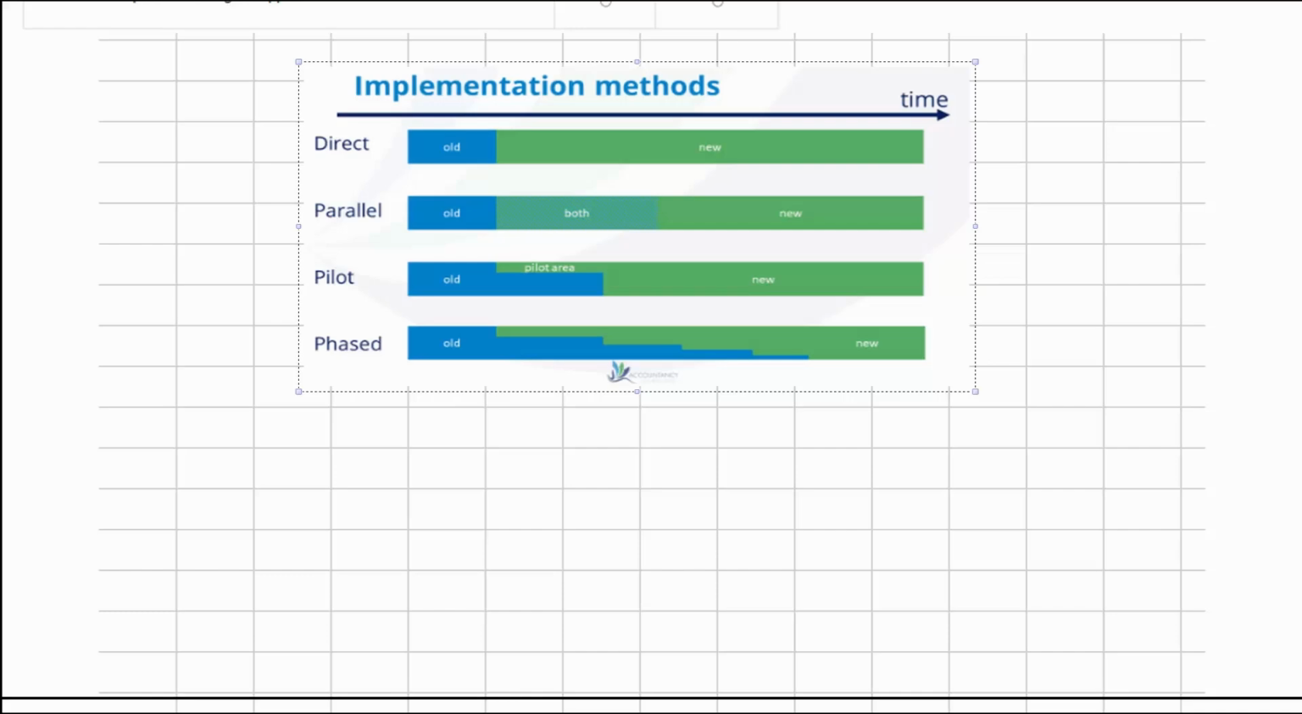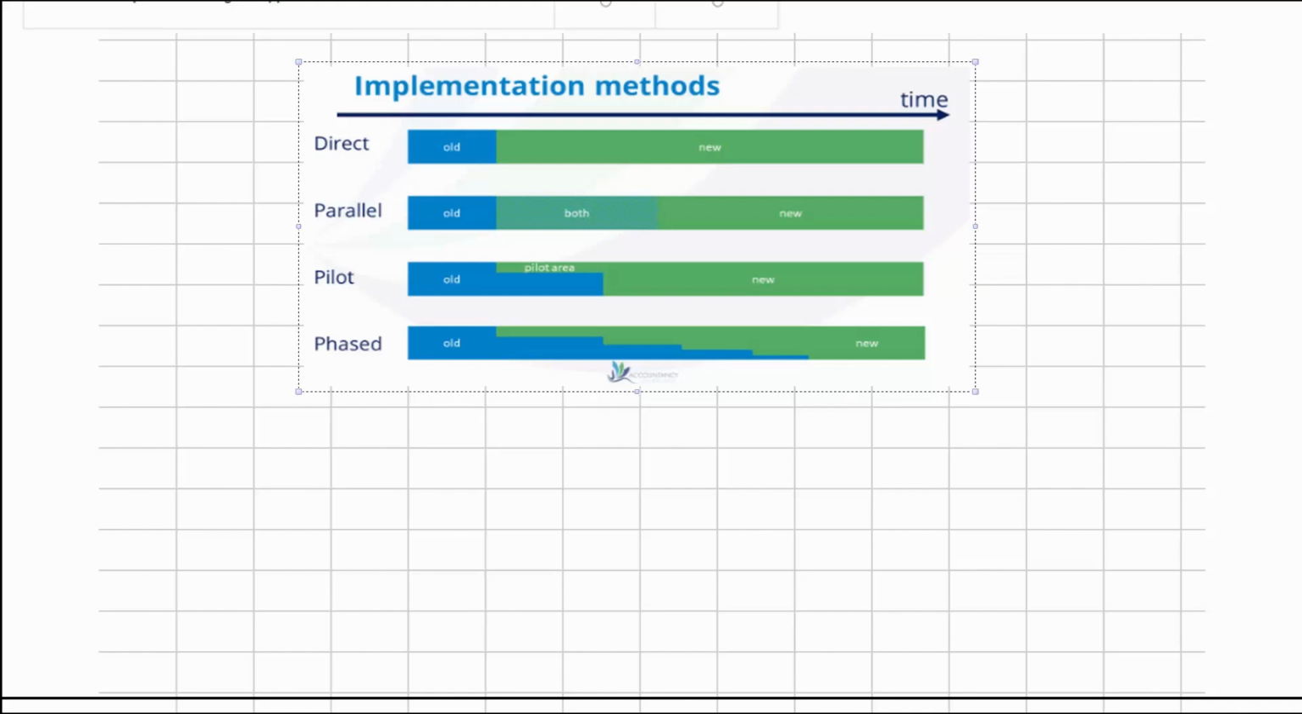Under the pilot method, and that's the one we're being tested on in this task, we'll be using the old system, and then when we're ready to implement, we'll use the new system in a pilot area, but carry on using the old system in the rest of the business. And then when we're satisfied that it's all okay for the pilot area, we'll stop using the old system and use the new one in the rest of the business.